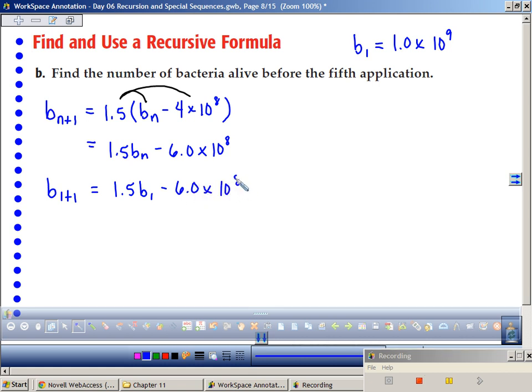Ready for it? The first one's the hardest, the next one will be easier. We're not going to go all the way to 5. All right, so just watch what I'm doing. So 1.5 times, what is b sub 1? 1.0 times 10 to the 9th minus 6.0 times 10 to the 8th. This is just decimal places. Don't think of this as being something way crazy. This is 1.0 times 10 with a decimal move 9 places. That's what that's saying.